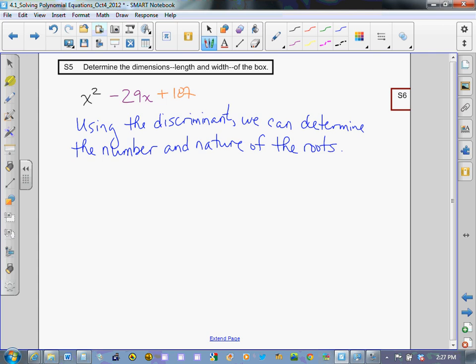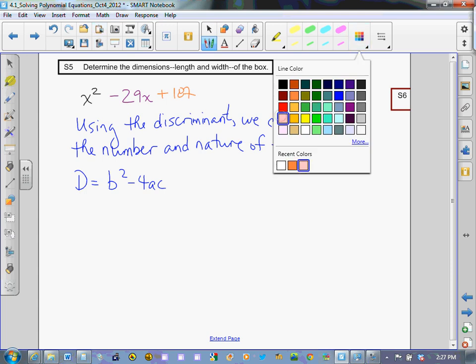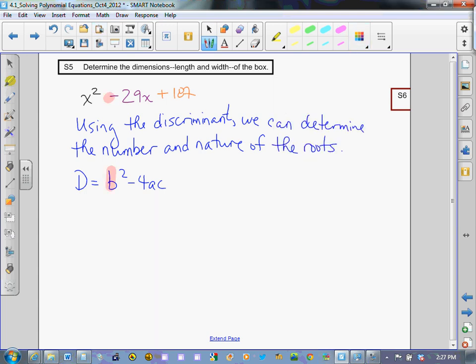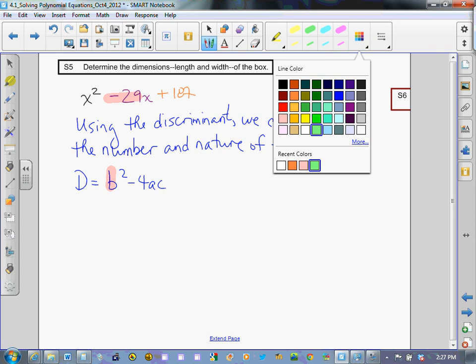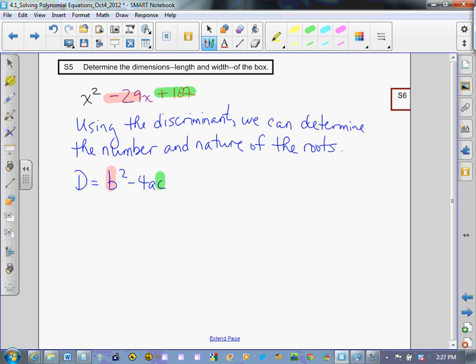So the discriminant, I'm just going to call it D. Recall that it is b squared minus 4ac. So the b value, I'm just going to highlight this here. It's in our standard form. Okay, so the b value is minus 29. The a value, of course, is the leading number, which is a 1 in this case. And then your c is the 187.